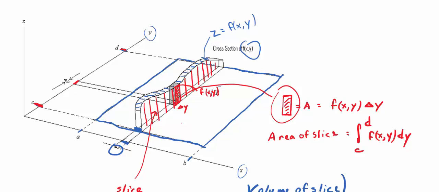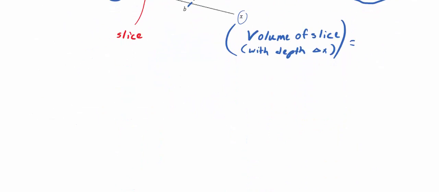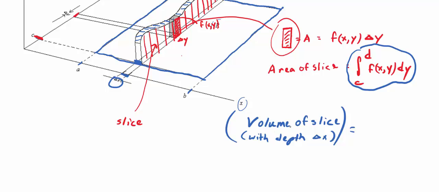What would that be? Well, it would be this, right? Because that's the area of the side slice, right? The side of the slice times delta x, wouldn't it? So the volume of the slice with depth delta x would then be this, the area times delta x, right? So that whole thing, delta x.